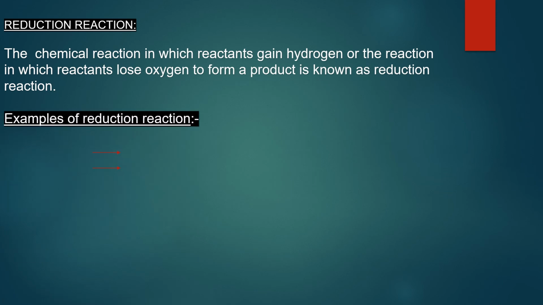Now next is reduction reaction. The chemical reaction in which reactants gain hydrogen, or the reaction in which reactants lose oxygen to form a product, is known as a reduction reaction. Here hydrogen is gained and oxygen is lost. You can see the examples: copper oxide plus hydrogen gives copper plus water, and hydrogen plus chlorine gives hydrogen chloride. In the second equation you can see that hydrogen is gained here, so this is known as a reduction reaction.